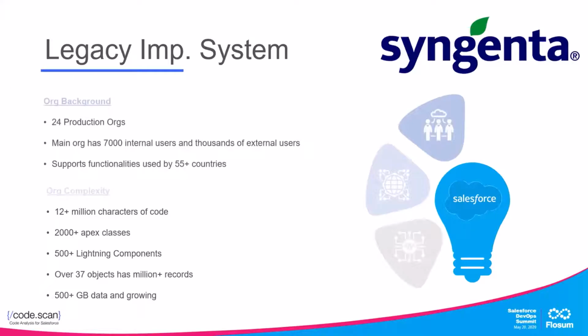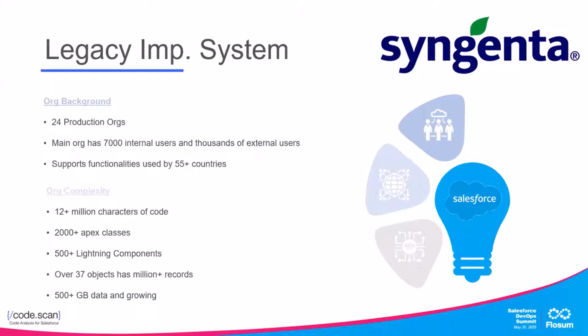Okay, so we have a huge number of orgs, at least 24 production orgs. Out of these 24, we have one main org with 7,000 plus internal users and thousands of external users. We support functionalities currently used by 55 plus countries, and we are still planning to onboard probably around a dozen more countries into this main org. The main reason is that we want to consolidate and make effective use of our implementations, right? So this org is going to be even more complex in the near future.